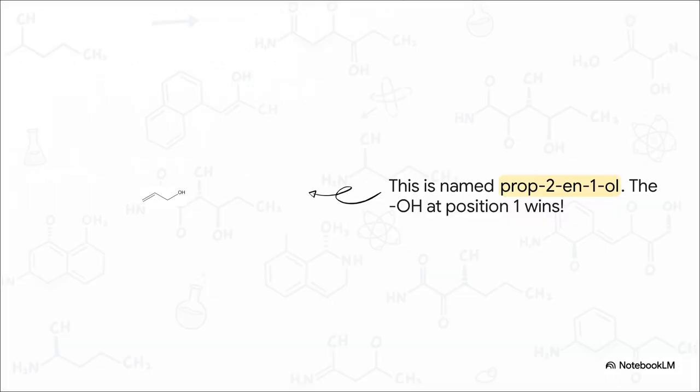And check this out. This molecule is the perfect example. It's a 3-carbon chain, and you can see it's got both a double bond and an alcohol. Now, to give that OH group the lowest number, we have to start counting from the right. That puts it at position 1. This means the double bond has to start at position 2. So when we build the name, it becomes prop-2-en-1-ol. That ene part tells us about the double bond, and the 1-ol confirms that the alcohol gets top billing.